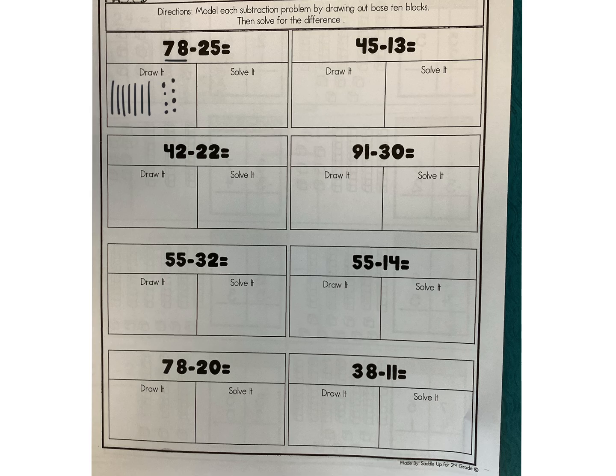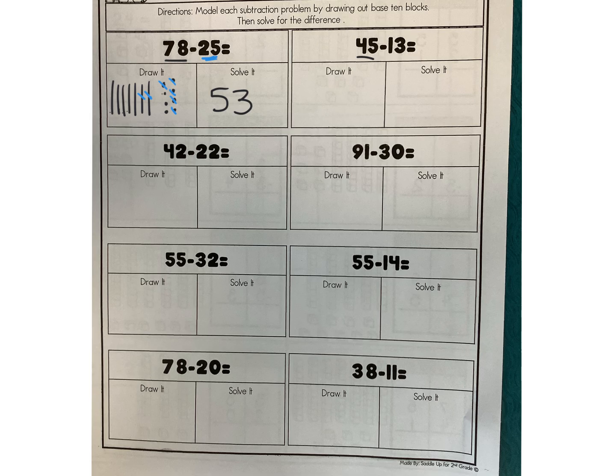Now you're going to cross off 25. So cross off 2 tens and cross off 5 ones. And how many do you have left? 1, 2, 3, 4, 5. 1, 2, 3. So the answer is 53. Good.